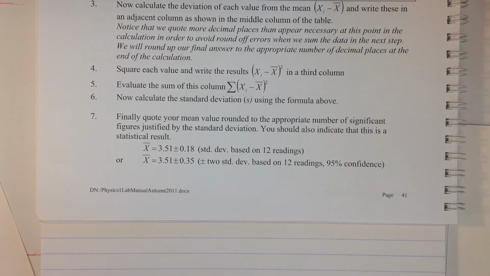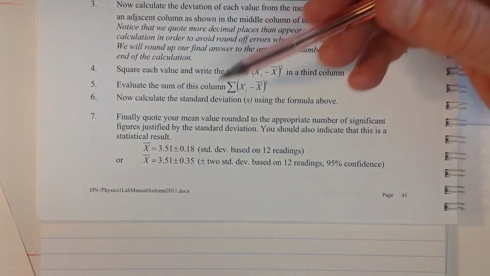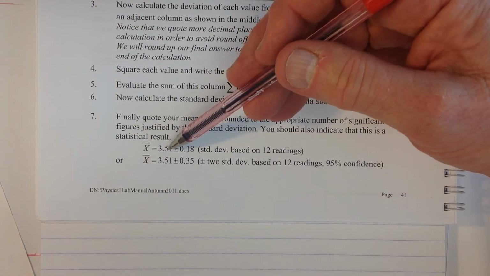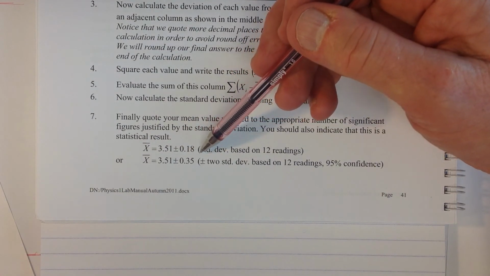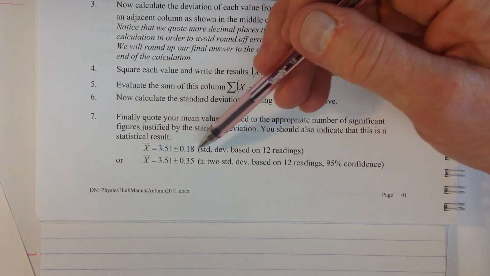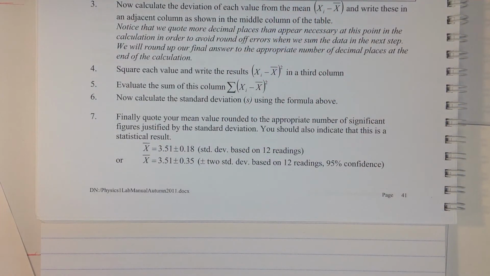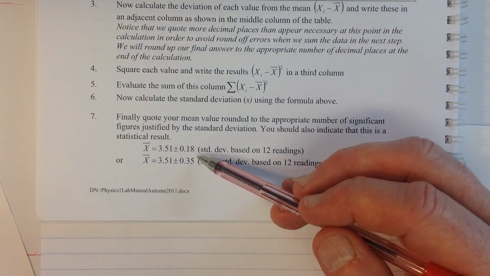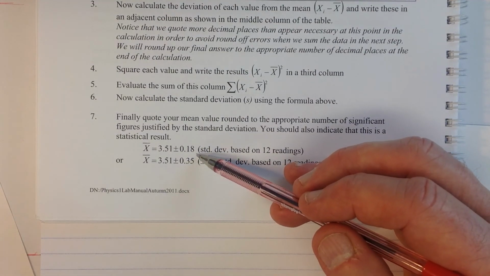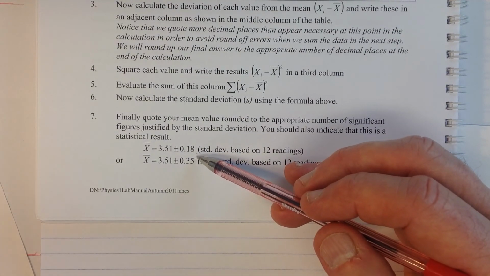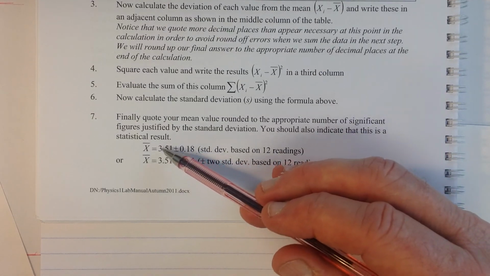And then round this to match, or rather I've rounded this up. Since the leading digit is 1, I can quote 2 figures there, make that 0.18. So there we are, 3.51 plus or minus 0.18 is the standard deviation, or the spread of those values, based on 12 readings. This is not actually like an absolute error. Plus or minus 1 standard deviation is just about 2/3 of all values falling within that range.